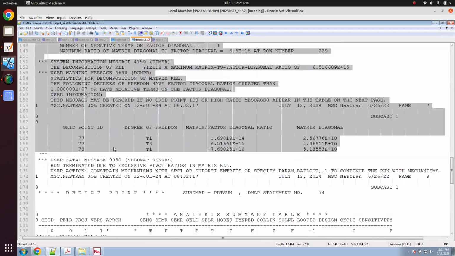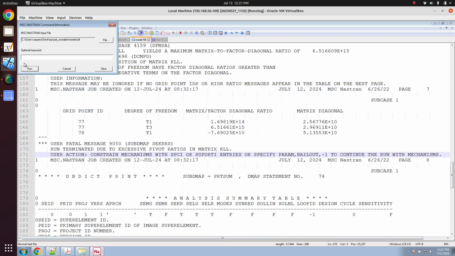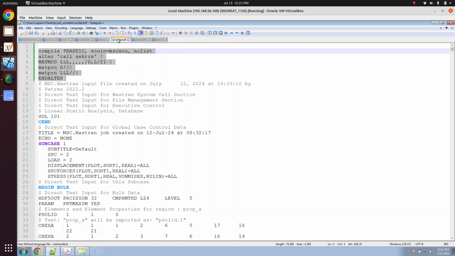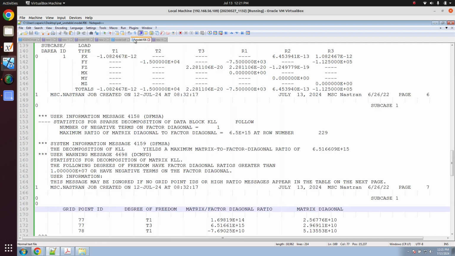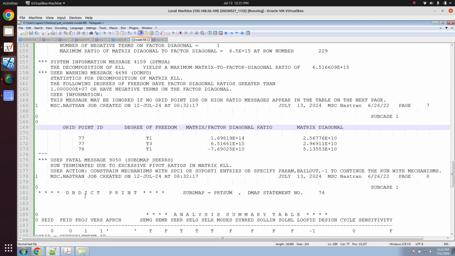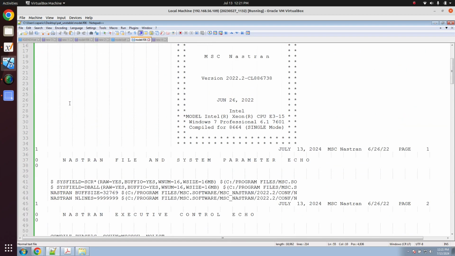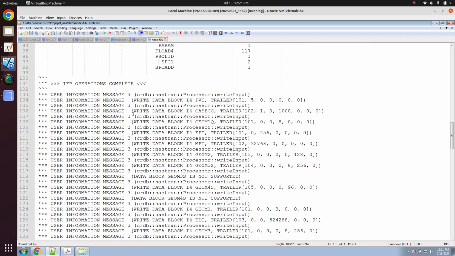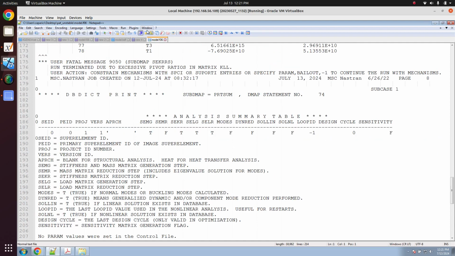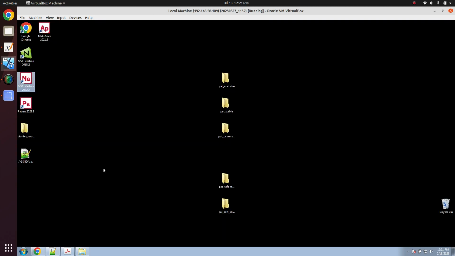If you look at this F06 file, we only have the user fatal message 9050. So now when I run it, after I add those DMAP statements or that alter, if we look at the new F06 file, and let me make sure I'm doing this right. Go ahead and do this again. Okay, let me delete this and rerun this. So run Nastran.